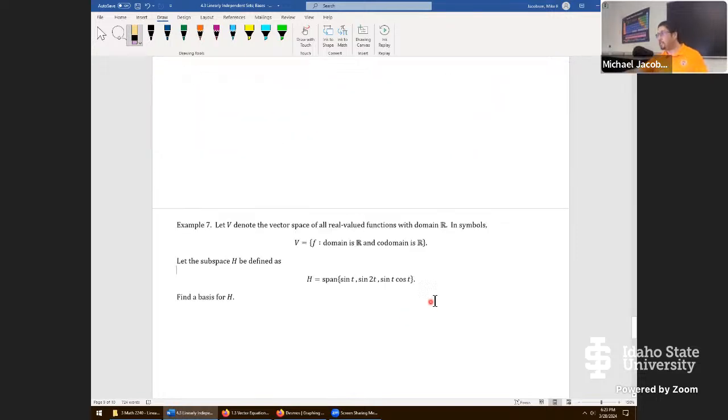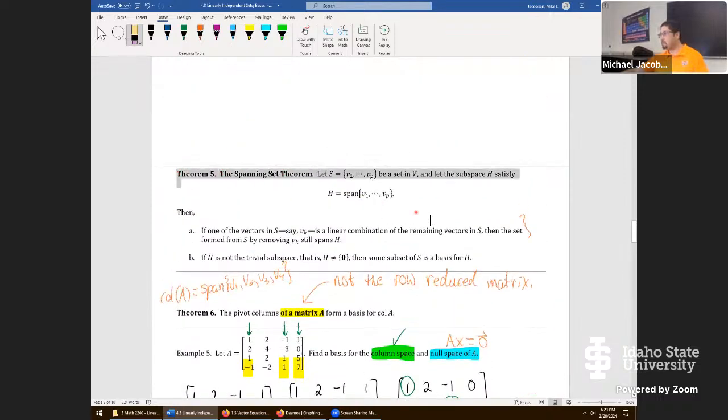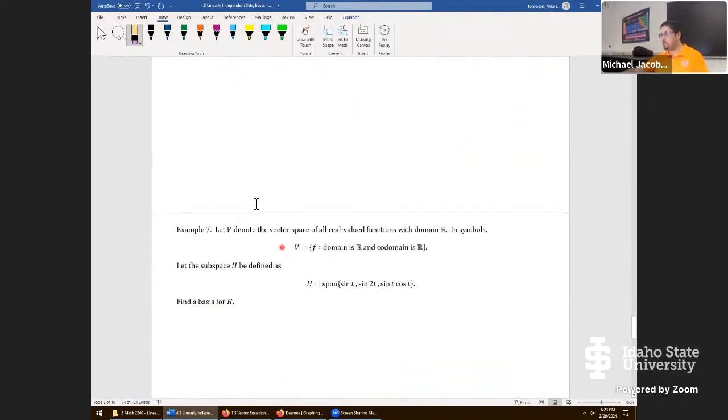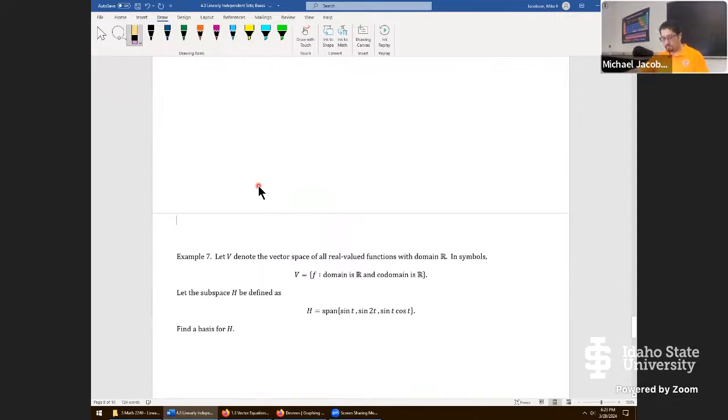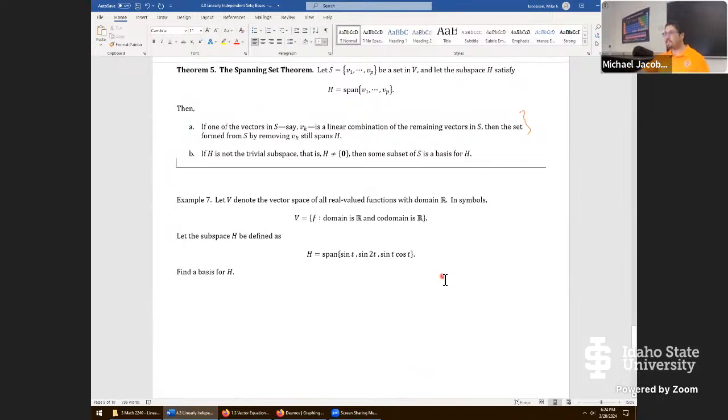Let me grab one theorem for us while we're thinking about it. What we want to use is the spanning set theorem, in particular part A, but it'd be weird if we didn't grab all of it. So let's grab it all. Okay, so with the spanning set theorem ready to go, it says, if one of the vectors is a linear combination of the remaining vectors, then the set found by removing that offending vector still will span. So this is what we would like to use.